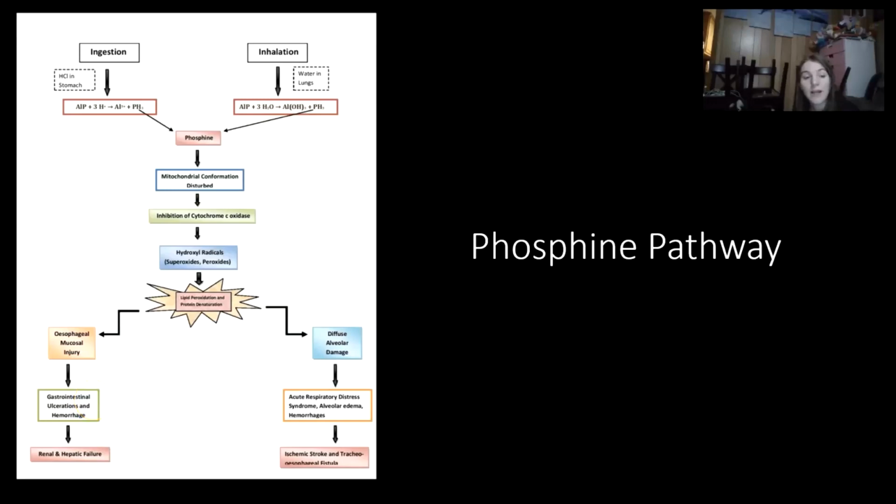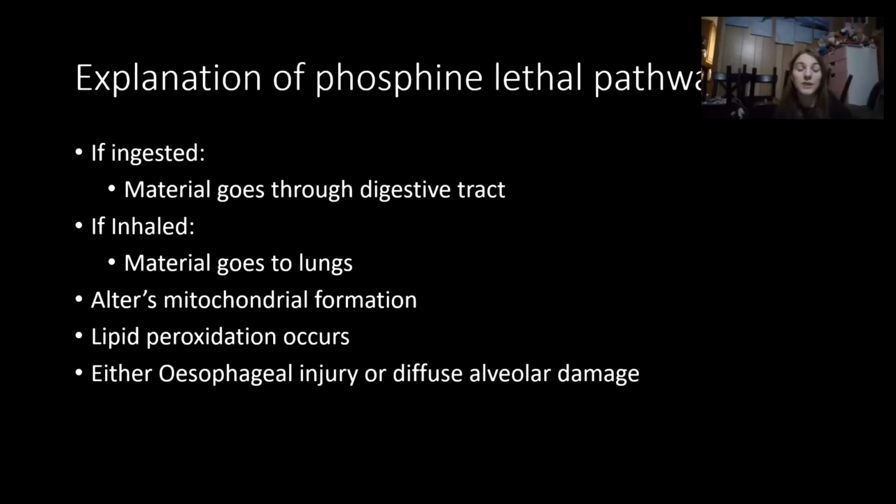This is the phosphine pathway, and this will be explained on the next slide. Phosphine enters the body in two different ways, either by ingestion or inhalation. If it's ingested, the material will go through the digestive tract until it hits the stomach. This is where it will combine with HCl and break down into phosphine or any other molecules that are in the material. If it's inhaled, the material will go to the lungs where it will combine with water, and this will break it down into phosphine and whatever else is in the material.